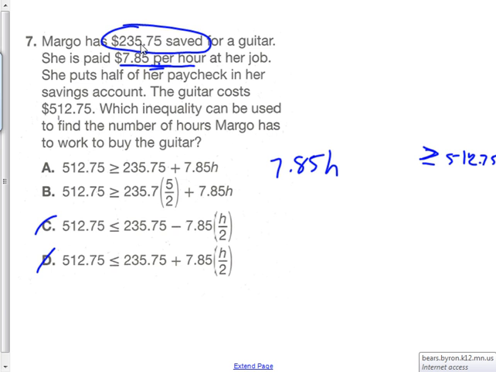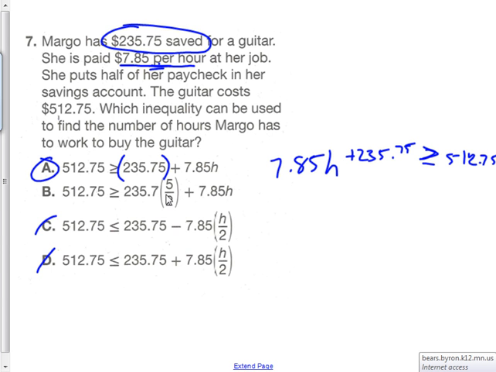Margot has $235.75 saved for a guitar. So I should have this amount here saved for the guitar. So if I could add 235.75, this one should be showing me that. It says she puts half of her paycheck in her savings account. I don't see anything in any part of the problem here that represents that half. So I would say that A is my best choice here, because that is showing me that.